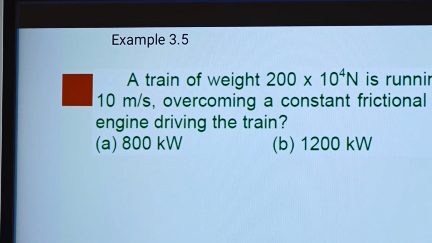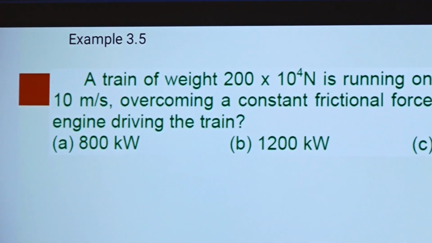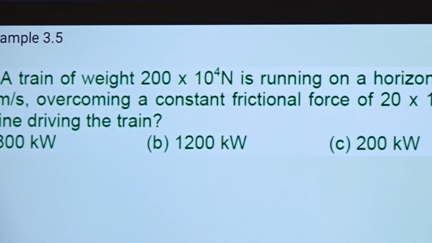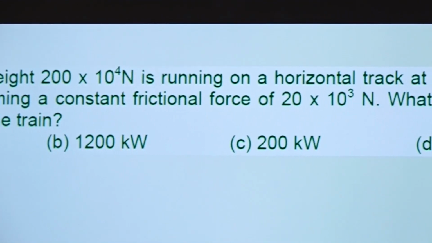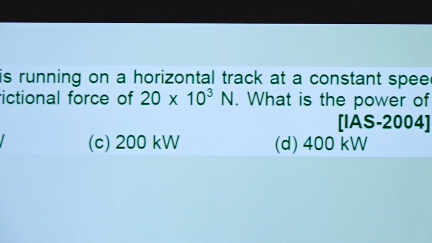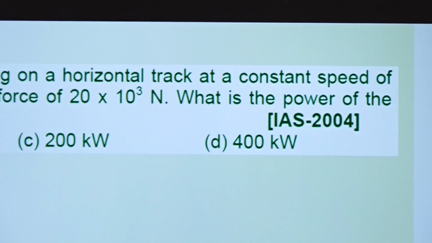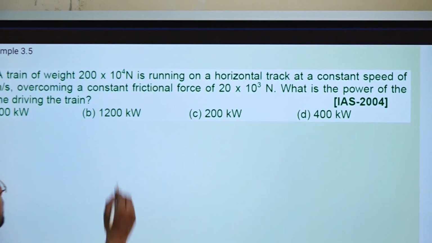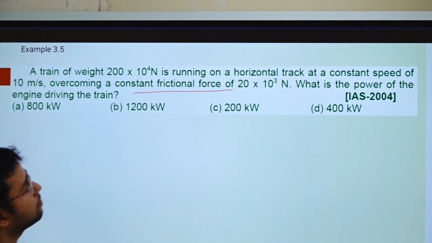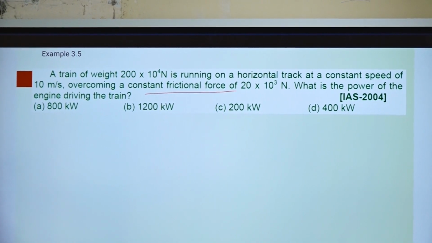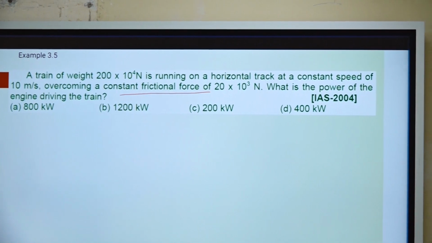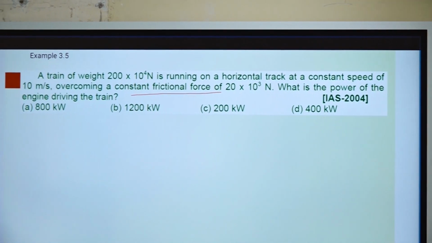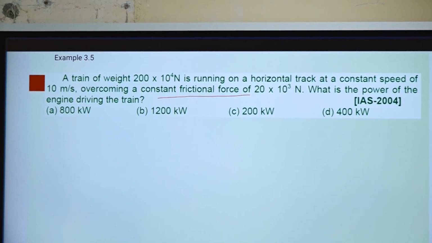A train of weight 200 into 10 to the power 5 Newton is running on a horizontal track at a constant speed of 10 meter per second, overcoming a constant frictional force of 20 into 10 to the power 3 Newton. So here directly we have been given the friction force. We have not been given mu, the coefficient of friction. Directly they gave the friction force. What is the power of the engine driving the train?